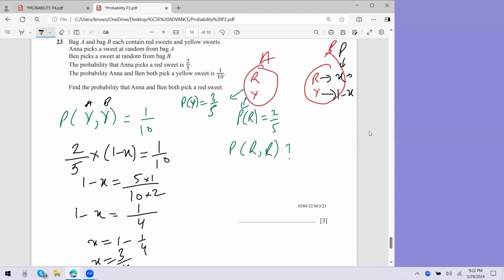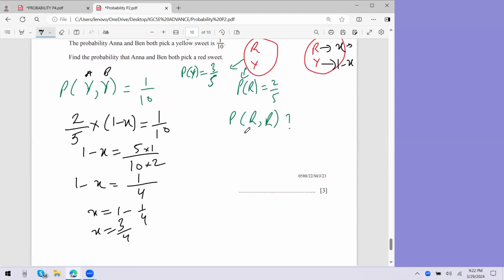Now let's find the probability of red. First being red is 2 by 5, and second being red is the x value, which is 3 by 4. Okay, interesting question. I think it's very good for the topic. 3 twos are 6 over 5 fours are 20.